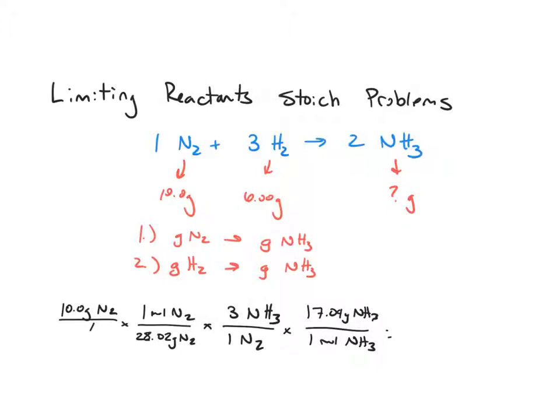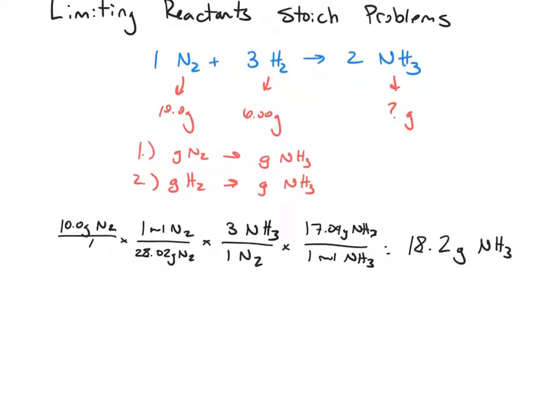Now I'm going to put that into my calculator and find an answer. And if I take 10 grams times 3 times 17.04 and I divide by 28.02, I'm going to get an answer of 18.2 grams of NH3. But I'm only halfway done with this problem. I in fact need to do another problem, this time starting with 6 grams of the H2 and also solving for grams of NH3. And once we get those answers, I'll tell you what to do with them next.